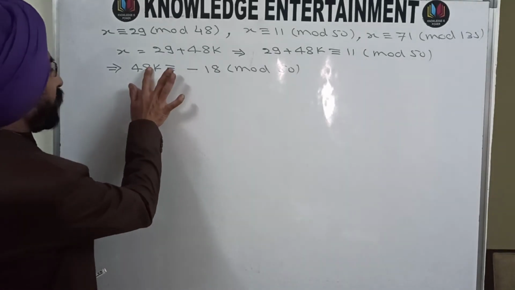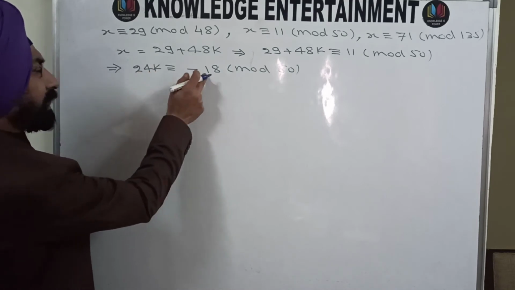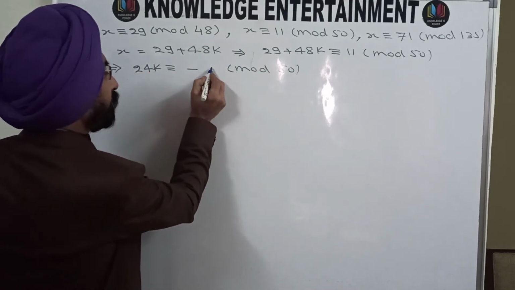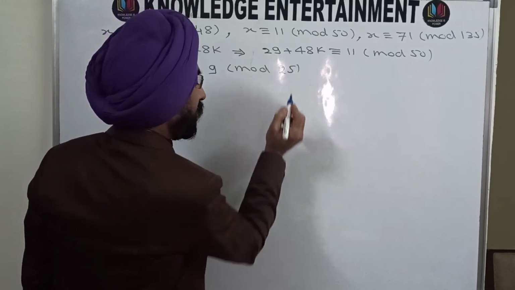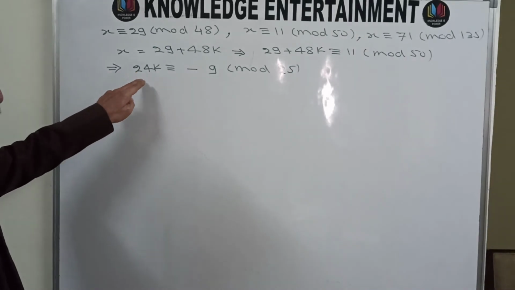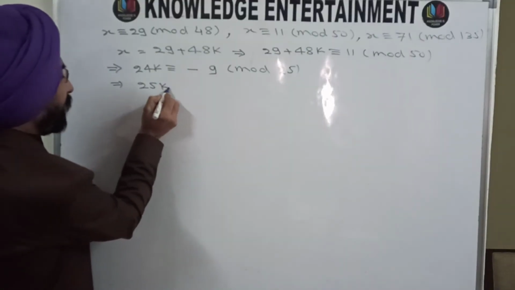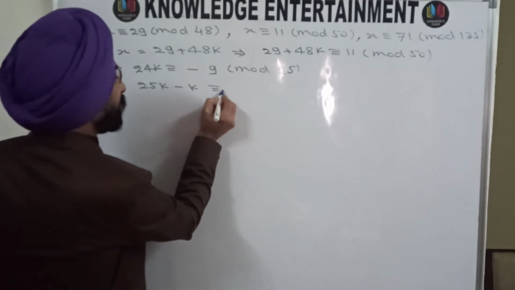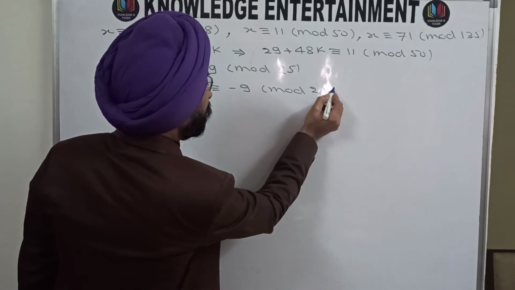Dividing 48 by 2, you will get here 24. Dividing this minus 18 by 2, you will get here minus 9. And here too, you will get modulo 25. Now, once again, this 24k, you can write it as 25k minus k is congruent to minus 9 modulo 25.